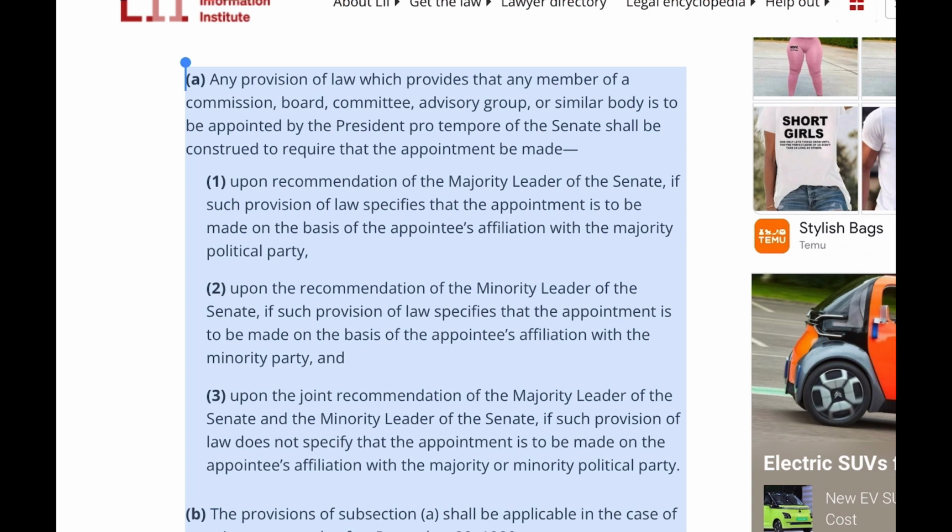Upon the joint recommendation of the majority leader of the Senate and the minority leader of the Senate, if such provision of law does not specify that the appointment is to be made on the appointee's affiliation with the majority or minority political party. B. The provisions of subsection A shall be applicable in the case of appointments made after December 22, 1980, pursuant to provisions of law enacted on, before, and after, December 22, 1980.